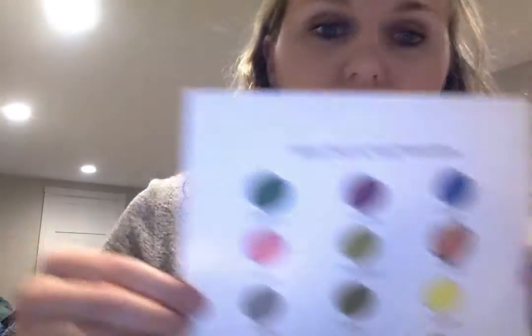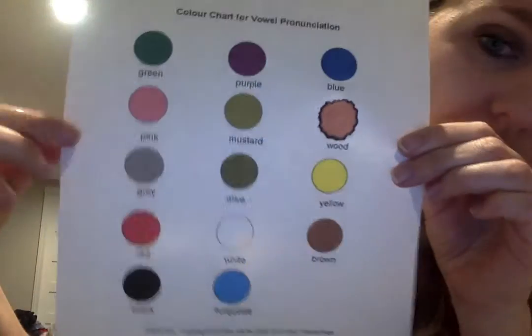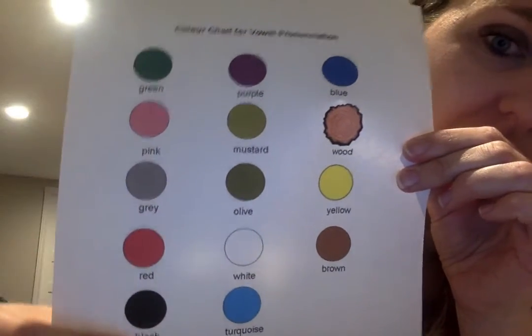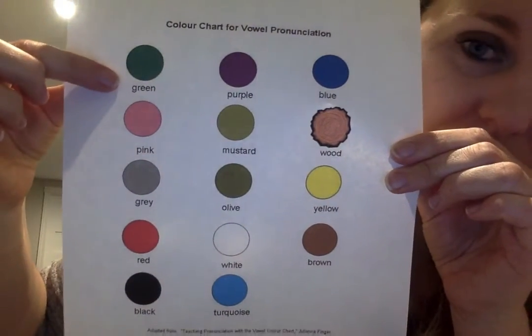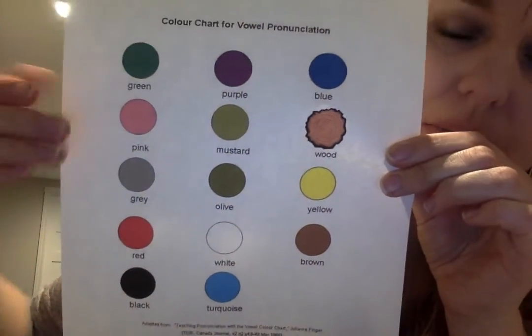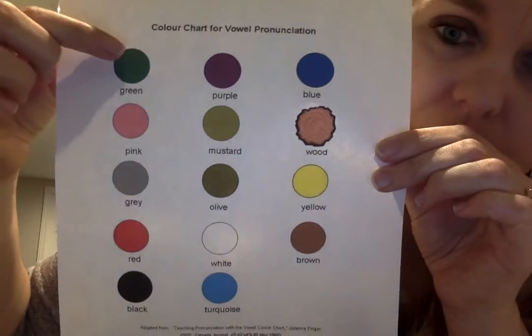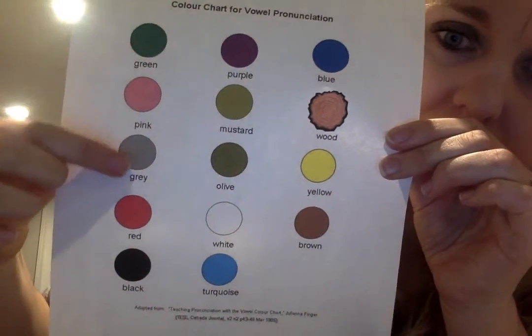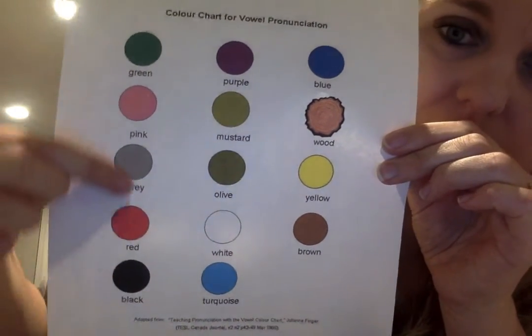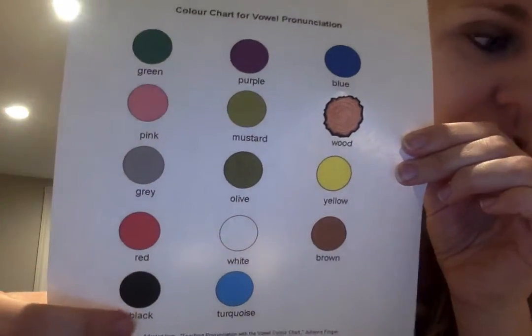And just to give us a better visual of this, we have our vowel color chart as well. And so we would be looking at this row here. This is just a really great visual, something I'd put up as a PowerPoint. So we've got green, pink, gray, red, black. So this is our frontal vowel chart.